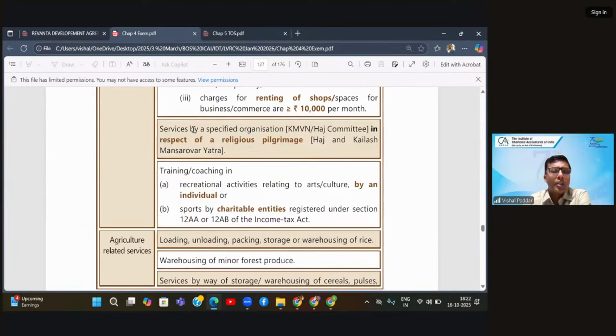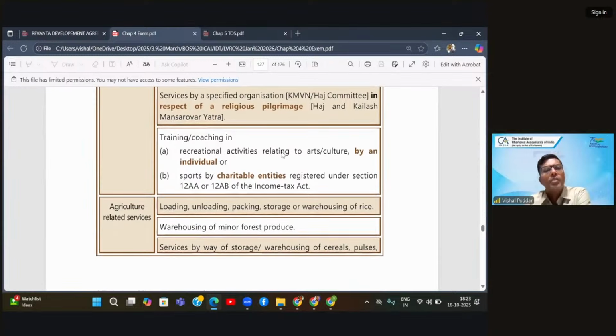Next, there are specific organizations. These are generally created by the government, like the KMVN or the Hajj Committee, which help people to go on religious pilgrimage. The fees charged by these committees for performing the religious pilgrimage of Hajj or of Kailash Mansarovar Yatra is exempt.